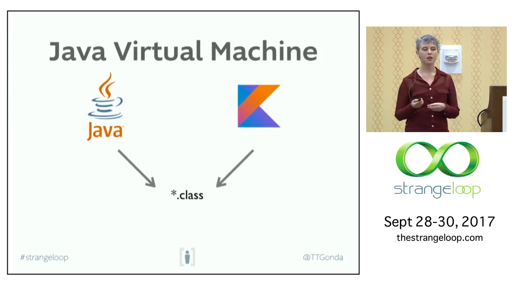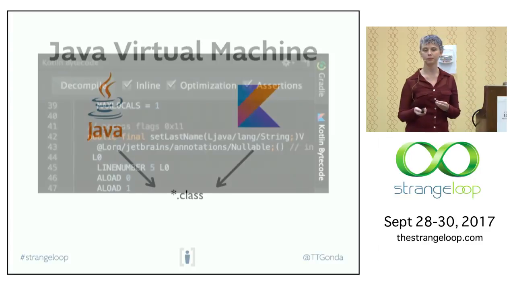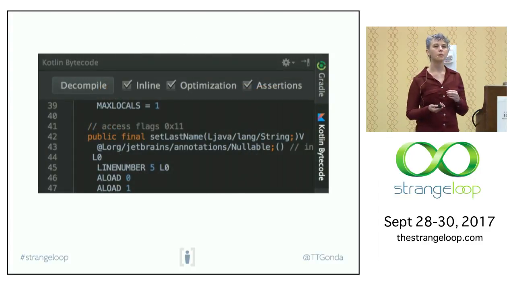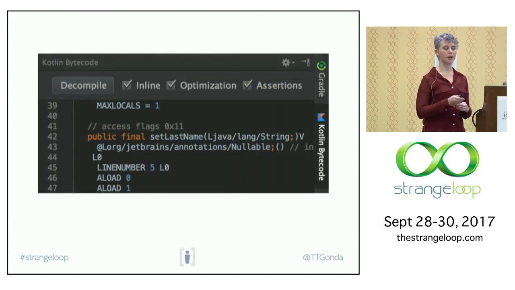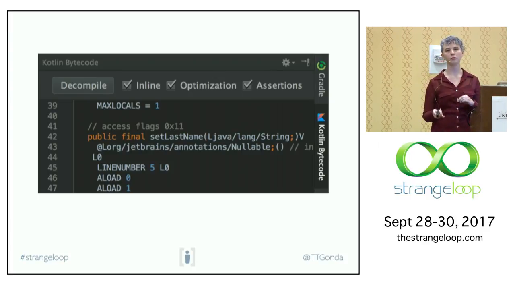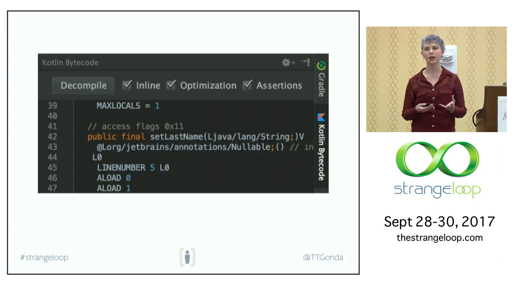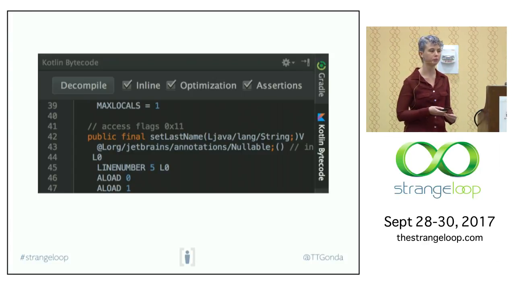They both compile down to bytecode for the JVM to run, which brings us to the main point of this talk. Because Kotlin compiles down to bytecode, we can decompile that bytecode into Java. We can do this really easily in Android Studio or IntelliJ, and I'll show you how to do that at the end of this talk.